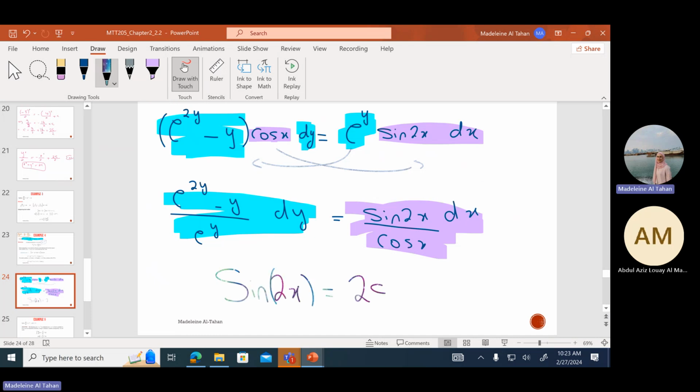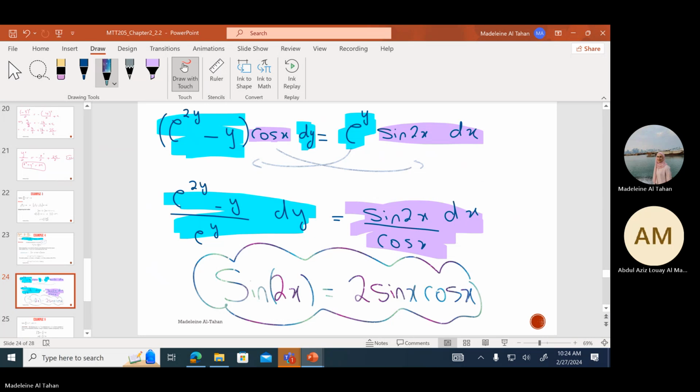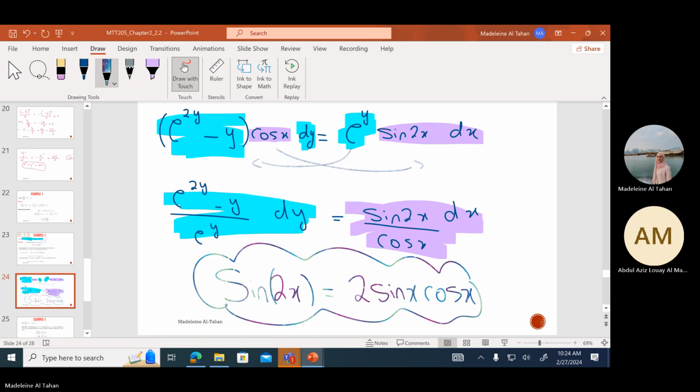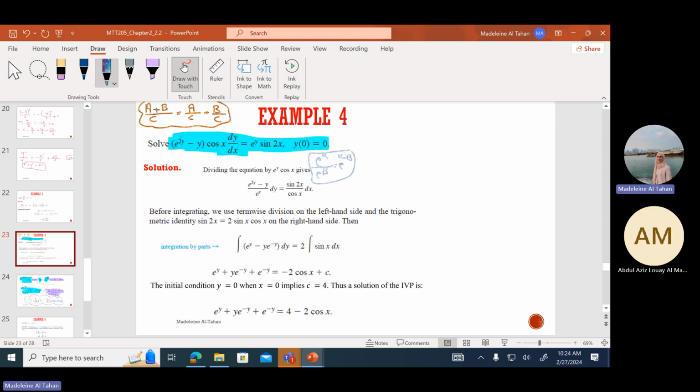Sine 2x is equal. Use this one to simplify the right-hand side. So we will use this one for the right-hand side, and for the left-hand side, what will we use? The ones that we wrote here. Okay, miss?